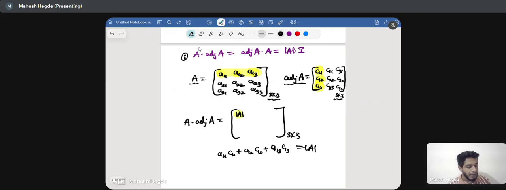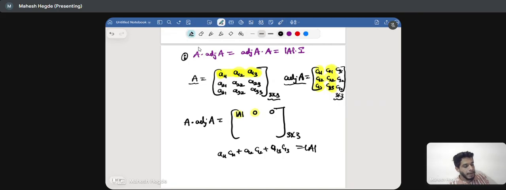Similarly, for the second entry of A into adjoint of A, I have to multiply the first row of the A matrix with the second column of the adjoint of A matrix, meaning A11 into C21 plus A12 into C22 plus A13 into C23. We can clearly observe the elements of the first row are getting multiplied with cofactors of the second row, which will give us the answer 0. Similarly, for the 1 3 entry, I have to multiply the first row with the third column of adjoint of A, which will again give us answer 0.